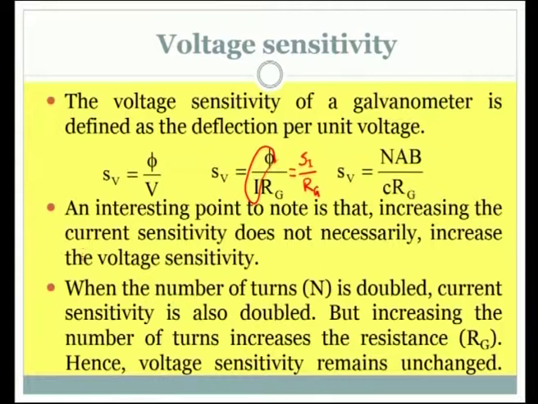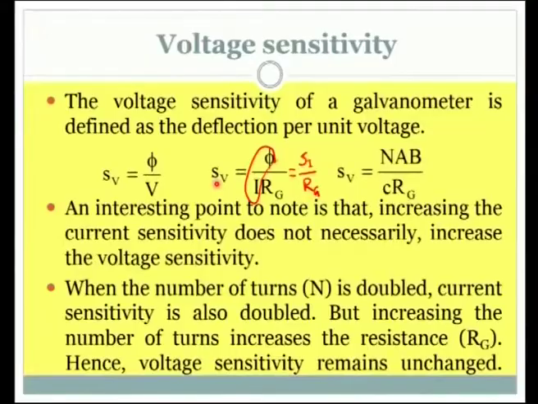Here we have an interesting factor. An interesting point to note is that increasing the current sensitivity does not necessarily increase the voltage sensitivity. Have a look at this equation, that is why I have written the equation. We have a tendency to believe that as we increase the current sensitivity, the voltage sensitivity is also likely to increase, because they are directly related to each other. So, that kind of idea comes to our mind, but it is not actually so. The reason is, read the explanation.